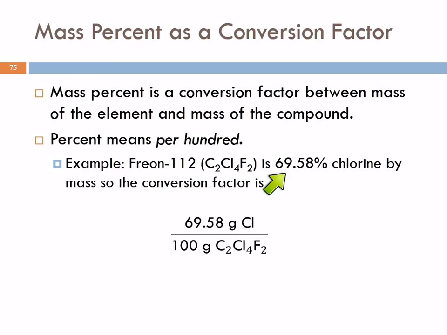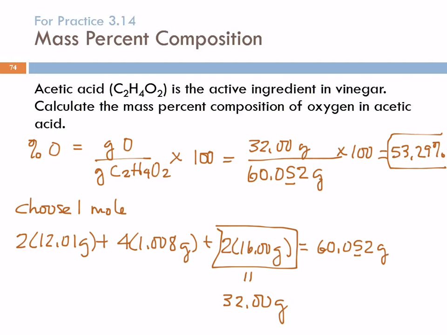Any percentage can be treated like this. So 69.58% chlorine. That means 69.58 grams per 100 grams of the whole thing. If we go back to this acetic acid example, this means there are 53.29 grams of oxygen per 100 grams of acetic acid. So that can save us some steps in calculations.